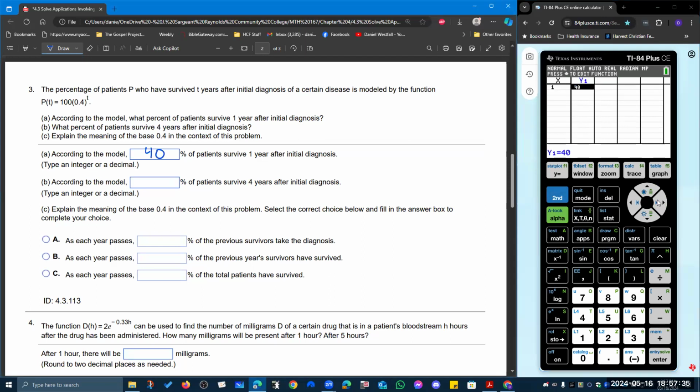According to the model, what percent of patients survive after 4 years after initial diagnosis? That's going to be 2.56. And explain the meaning of 0.4 in the context of this problem. So as each year passes, only 40% of the previous year's survivors have survived.